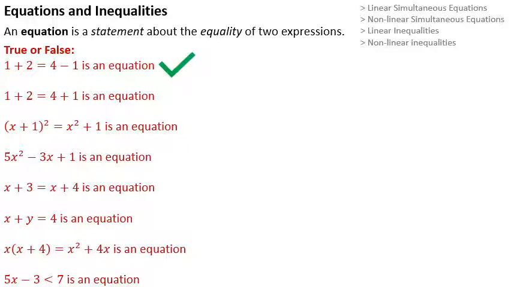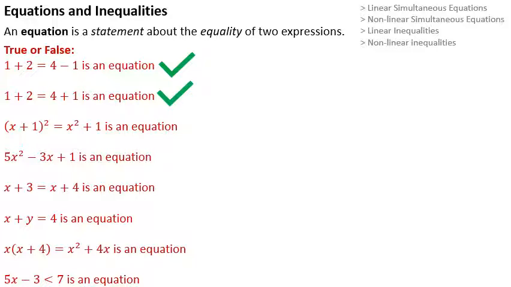Okay, our first one, this is an equation. 1 add 2 equals 4 minus 1 counts as a valid equation. Remember, an equation is a statement about the equality of two expressions. This particular statement happens to be true: 3 equals 3. The second, 1 add 2 equals 4 plus 1, is also an equation. This particular equation is not true, but that doesn't stop it being an equation. It's a statement about the equality of two expressions, and this particular one happens to be a false statement.